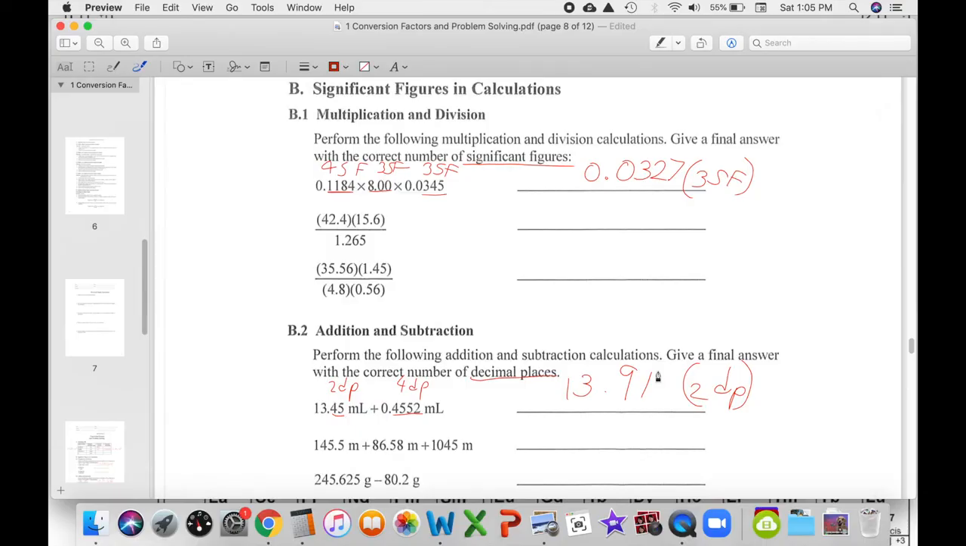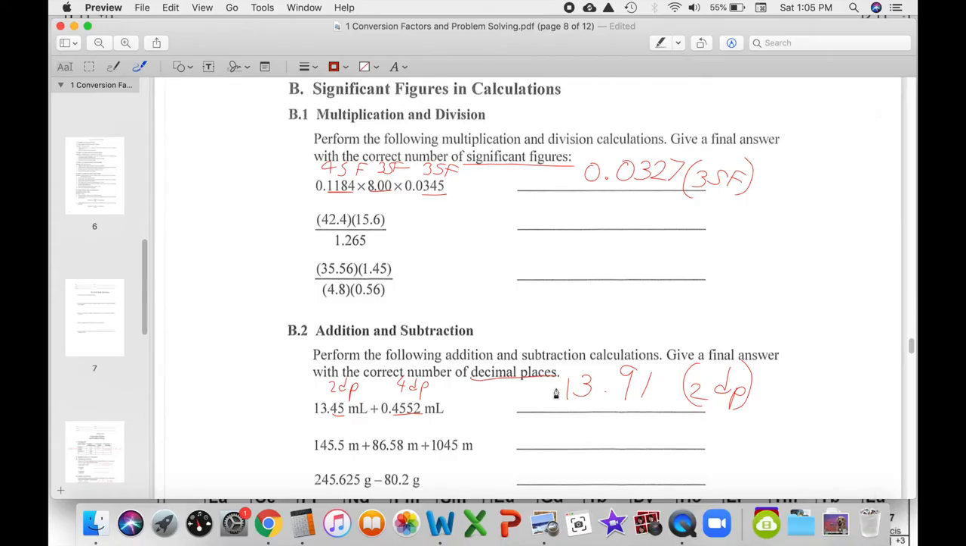Okay, so that's basically how you should approach a problem. If there's a multiplication or division, look at the number of significant figures and give your answer to the lowest number of significant figures. And if there's an addition or subtraction, you're going to do the same thing, except you're going to look at the number of decimal places and give your answer to the lowest number of decimal places.